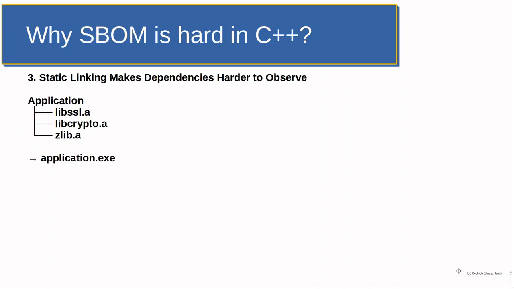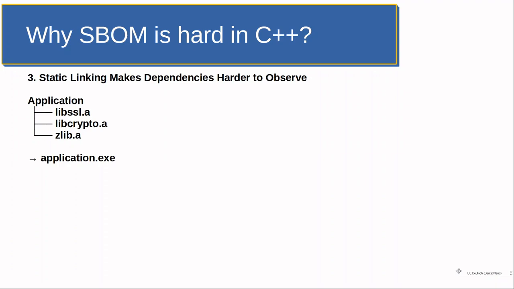After linking, we have only an application exe, and the final executable may contain code originating from multiple libraries, but those libraries no longer exist as separate runtime artifacts. The challenges that may arise are that runtime scanners may not detect statically linked components, and determining whether a vulnerable library version is embedded inside the binary can be difficult.